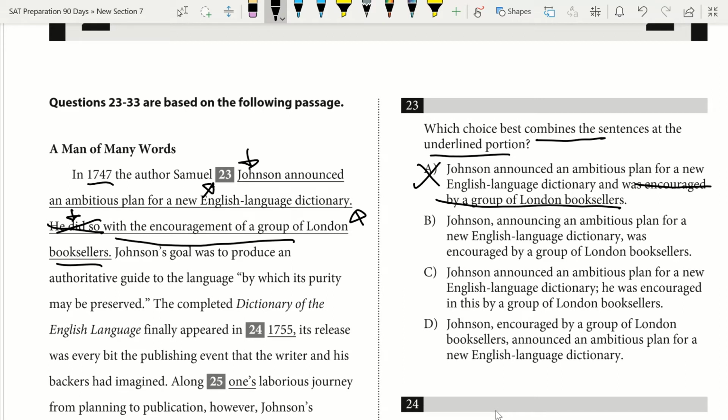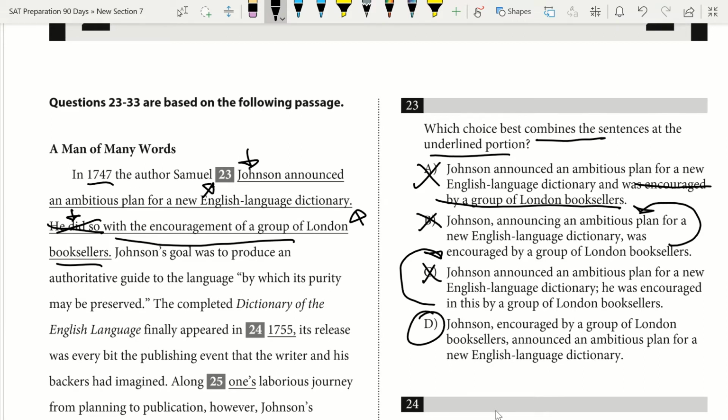B: Johnson announcing an ambitious plan for a new English dictionary was encouraged by a group of London booksellers. Well, this encouragement from the London booksellers needs to come before he announces this plan for the dictionary, because that encouragement is what led him to do it. C: Johnson announced an ambitious plan for a new English language dictionary. He was encouraged in this by a group of London booksellers. Once again, we need that encouragement to come first, because that came before he announced this ambitious plan.